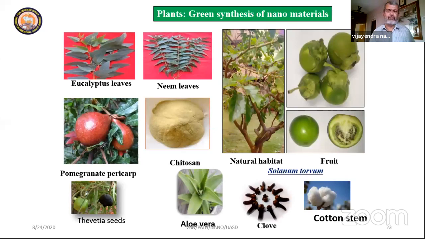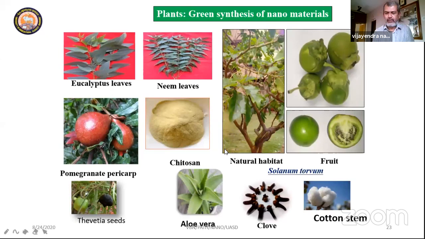So what we have used: eucalyptus, neem leaves, pomegranate aril, then pomegranate pericarp, thevetia, where my friend who worked in Tamil Nadu Agricultural University found one of the best insecticidal properties, aloe vera very well, then chitosan, cotton stem, then the characteristic of clove and other things. So some of the papers have been presented and they have been published in international journals also for these things.